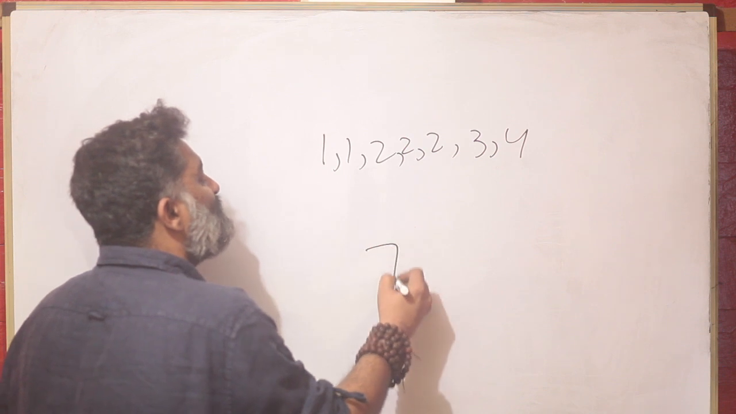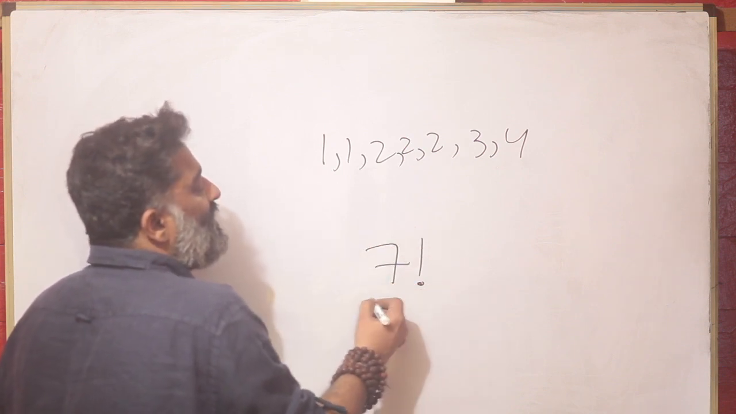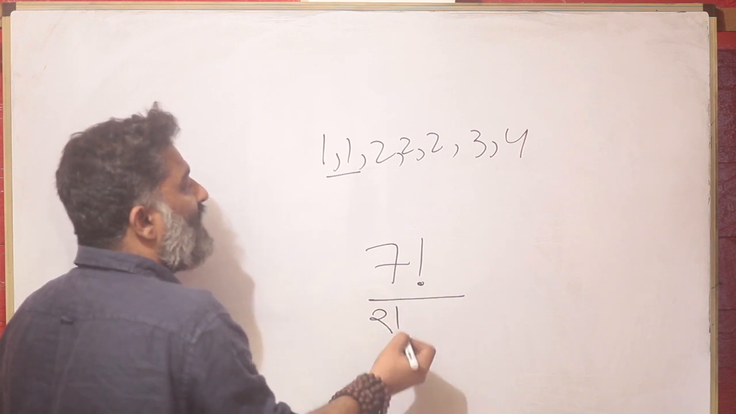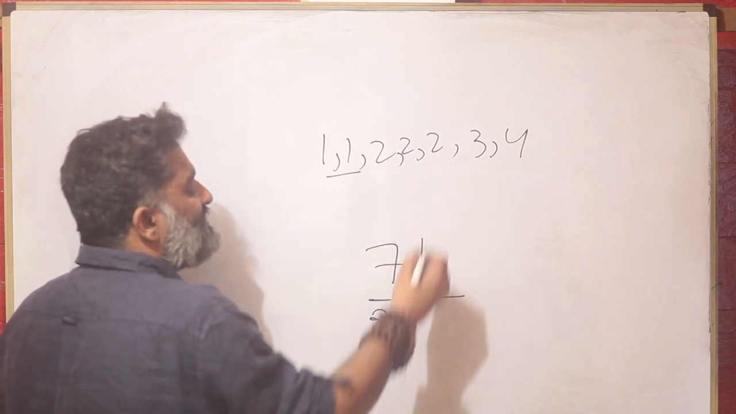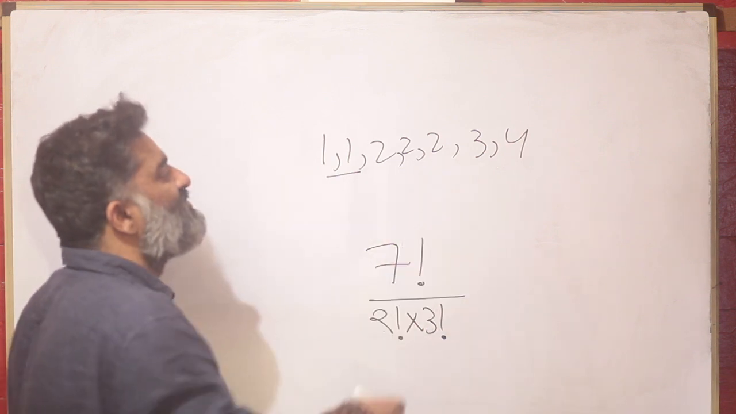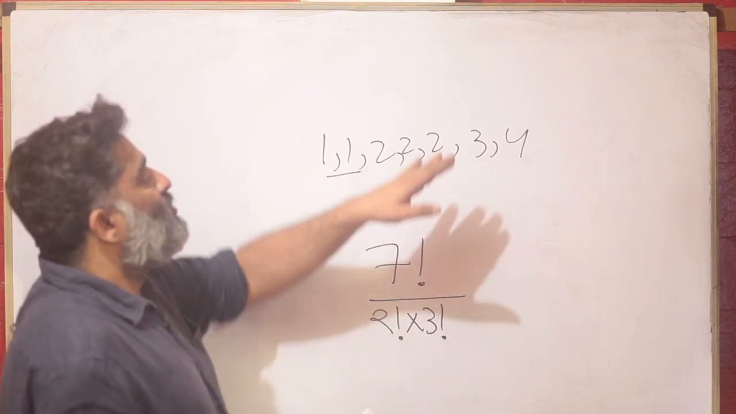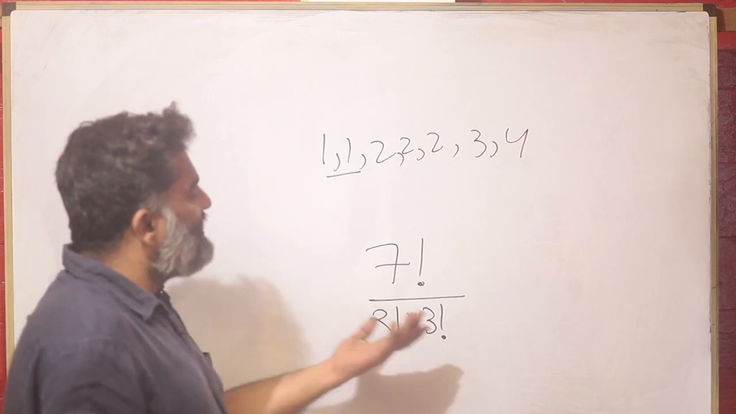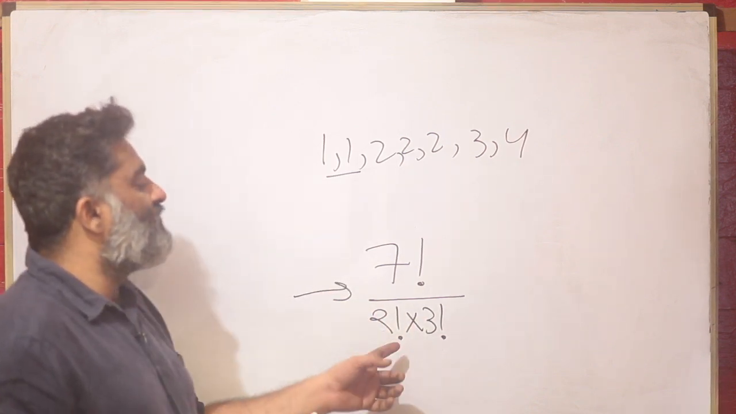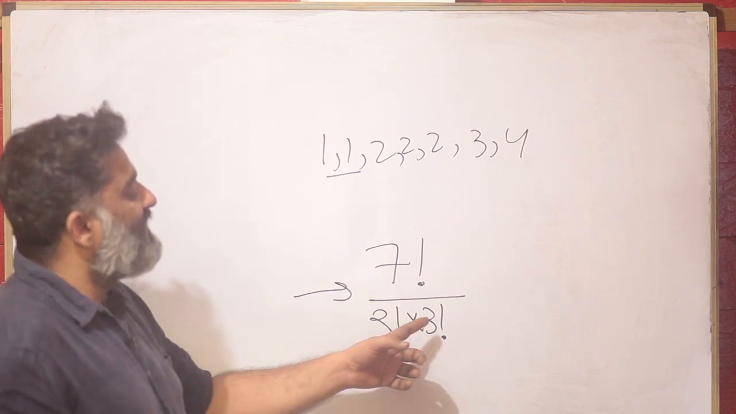So my answer is going to be 7 factorial. But 1 is happening twice, so 2 factorial. 2 is happening 3 times, so 3 factorial. And 3 is not repeating, 4 is not repeating. So that's it. I have my answer. My answer is going to be 7 factorial divided by 2 factorial into 3 factorial.